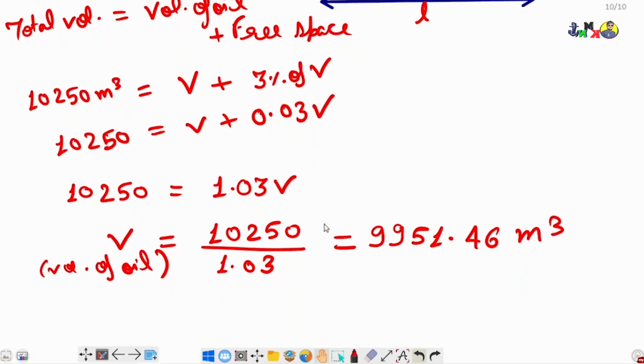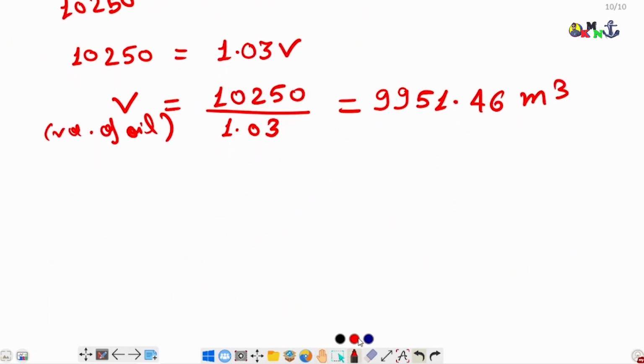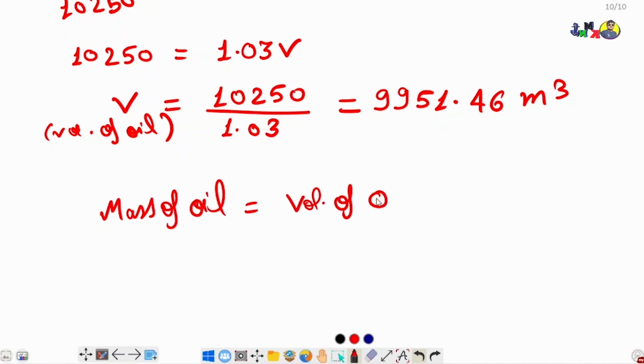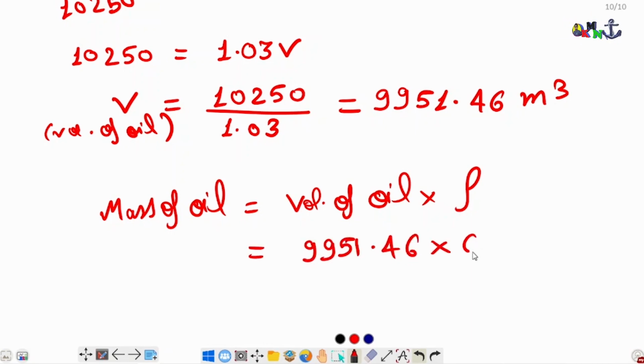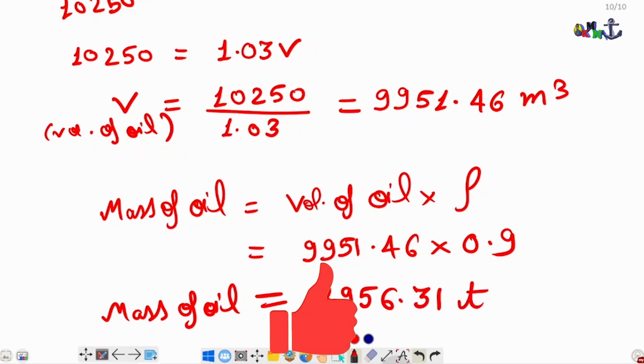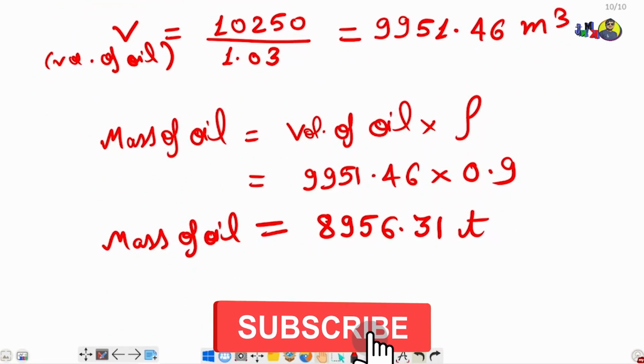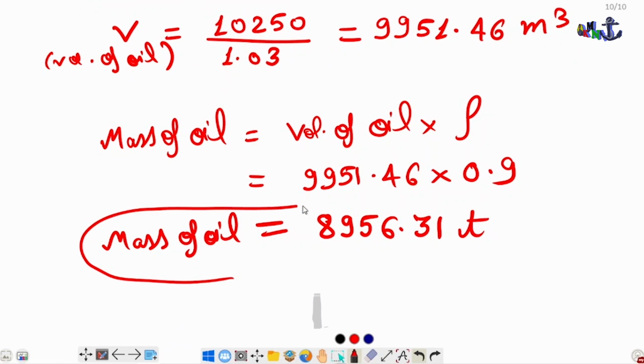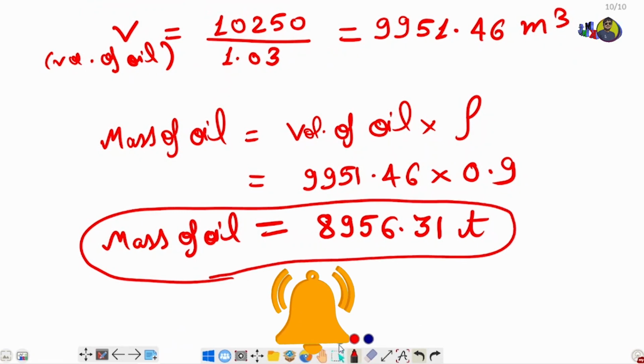If we know the volume of oil, then we can determine the mass of oil. So mass of oil, we know, is volume of oil into density. So relative density we know. The volume of oil is 9951.46 and relative density is 0.9. Mass of oil will be equal to 8956.31 tons. So this is the mass of oil.